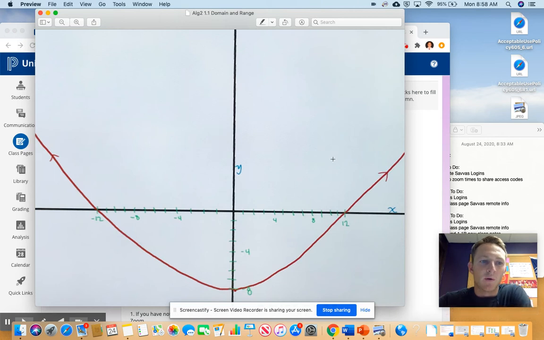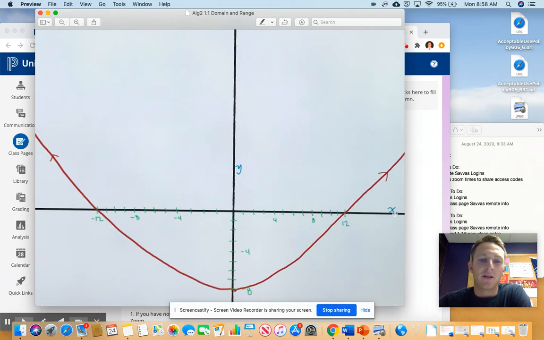All right, so one thing that we talk about a lot in algebra is domain and range. Domain is how far a graph goes from the left all the way to the right. And there's certain notation, which is how we write it, and we'll get into that later. But domain is the x values from the left all the way to the x values on the right.